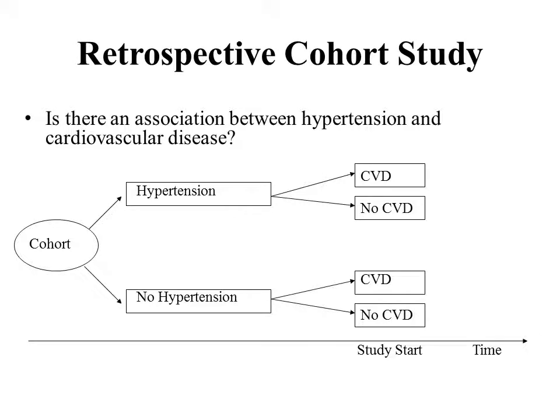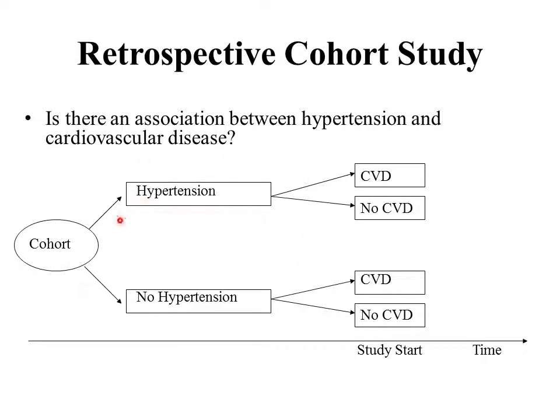In a retrospective cohort study, the only difference is time. And so in a picture like this, the study starts over here. So we look at a bunch of people, identify whether they have cardiovascular disease or not, and then we look at their medical records or interview them to look at what happened in the past. In the past, have they had hypertension or not?